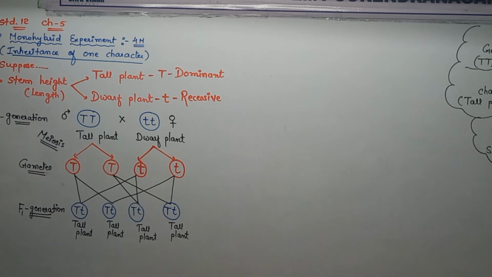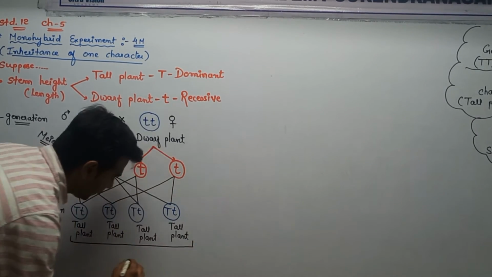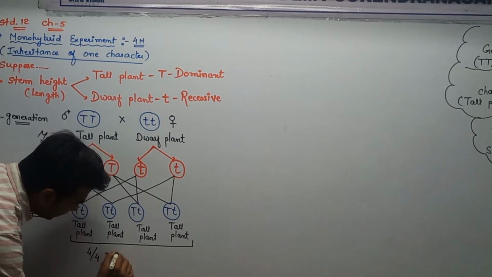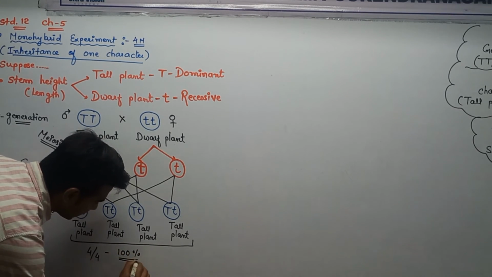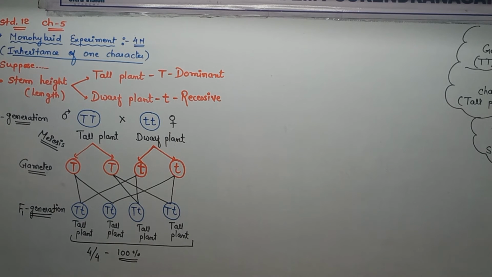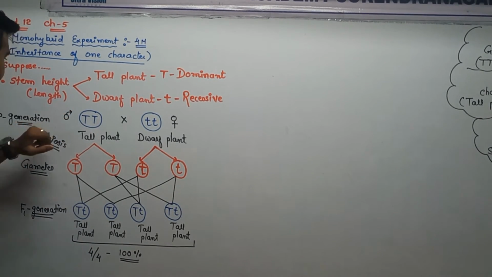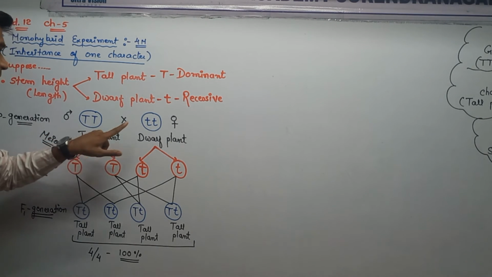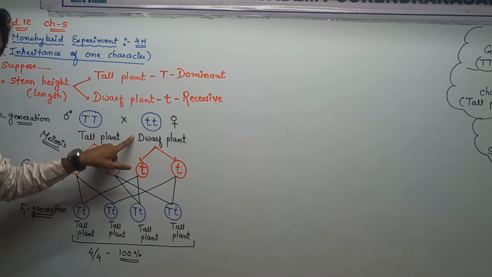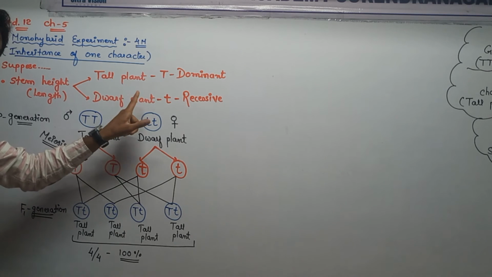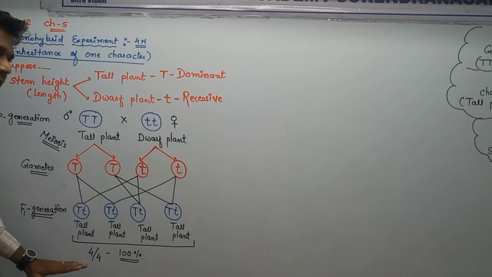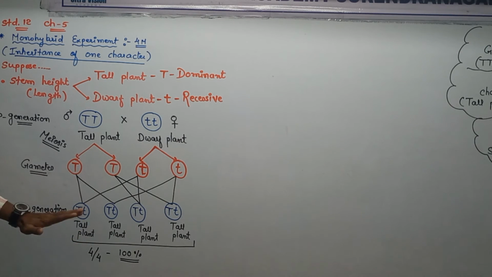So here what happened? In the F1 generation, 4 offsprings are formed, and out of that 4, 100% of plants are heterozygous tall. So now what you understand is that in the P generation, a homozygous tall plant crossed with a homozygous dwarf plant, or we say a homozygous dominant plant crossed with a homozygous recessive plant. In the F1 generation, all are heterozygous tall.